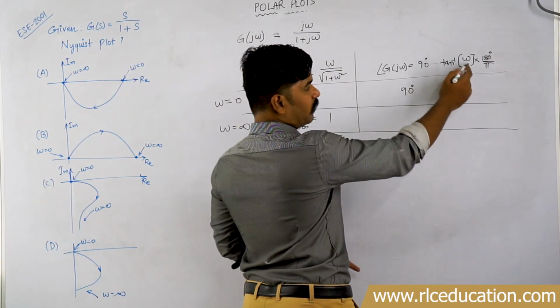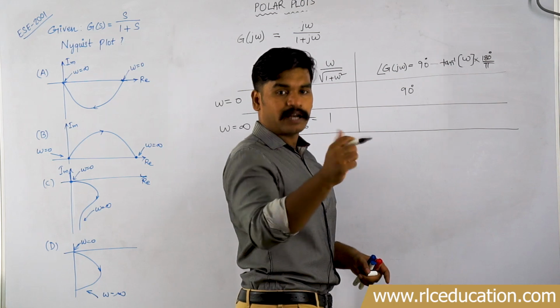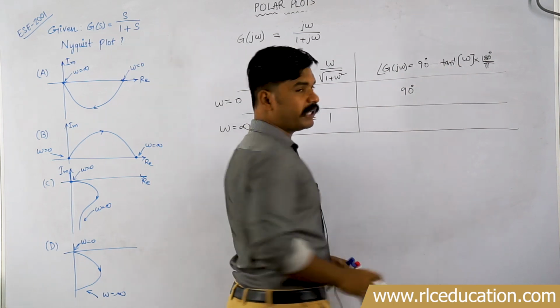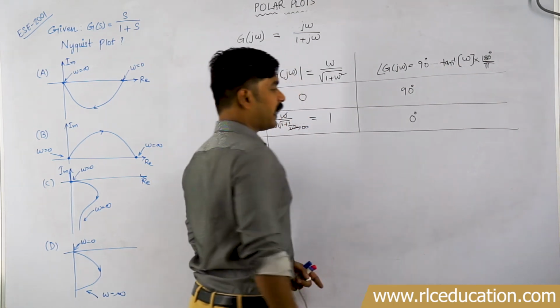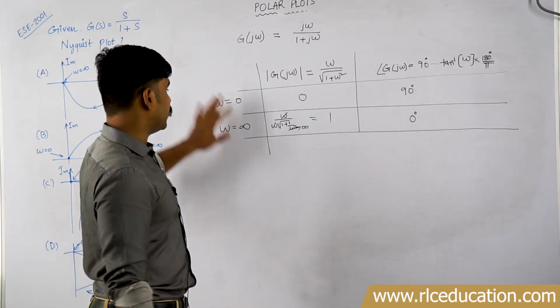So magnitude is going to become 1 over here. Next, the phase angle when omega is equal to infinity. When omega is equal to infinity, the angle is 90 degrees. So 90 degrees minus 90 degrees is how much? 0 degrees. So you got the angle how much? 0 degrees. So finally we got the required boundary conditions.